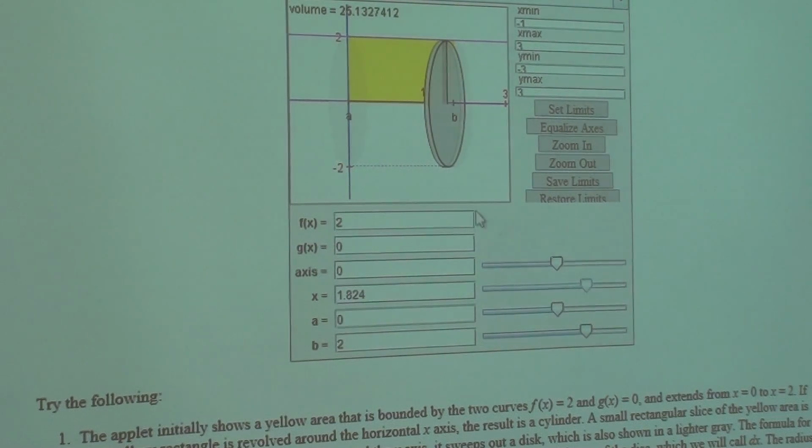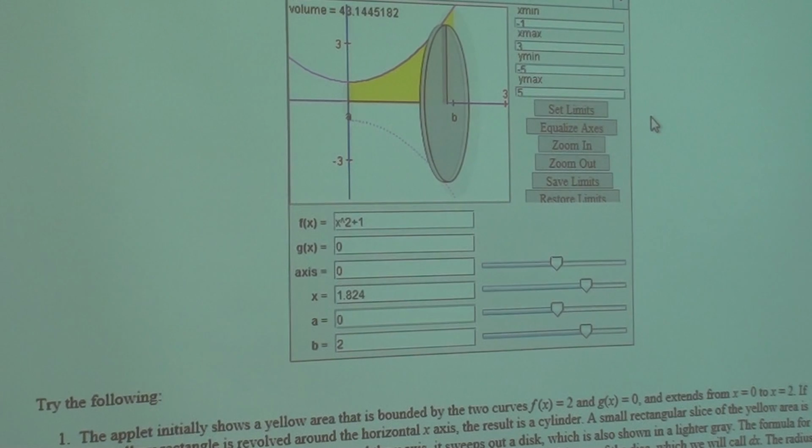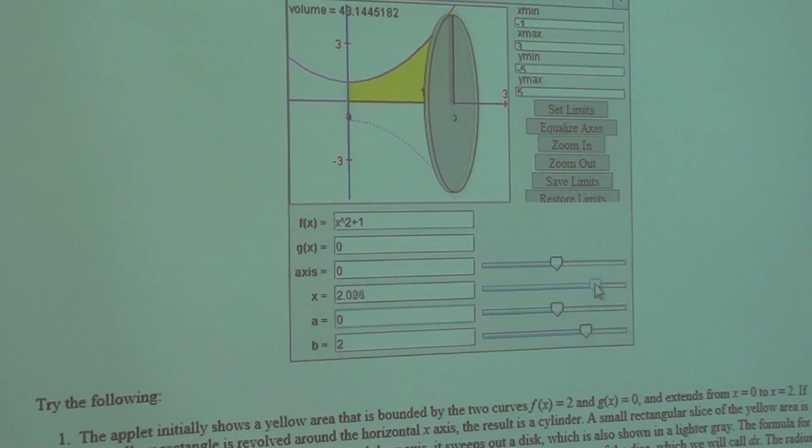Okay. So if I change my top function to x squared plus 1, and go from -5 to 5 so you can see better, now I have a shape where the upper function is a curve and the lower function is the x-axis. If I slide the shape over, that's what you get. You get a kind of bullhorn shape.